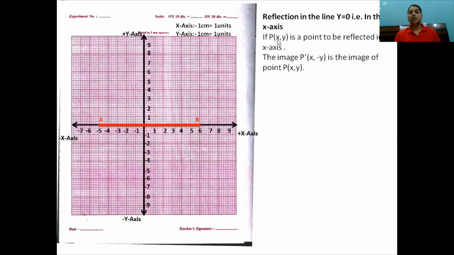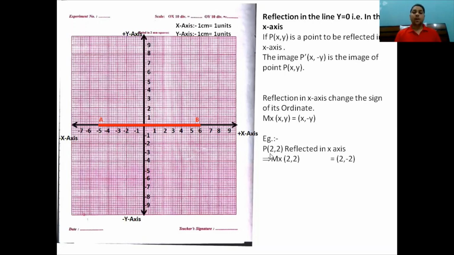Here point P is (x, y), so P dash, that means the image will be (x, -y). Just change the sign of y here. In reflection in the x-axis, just change the sign of the ordinate. So what is the rule here? Mx, that means the reflection in the x-axis: if the coordinate is (x, y), then the image coordinate will be (x, -y) here.